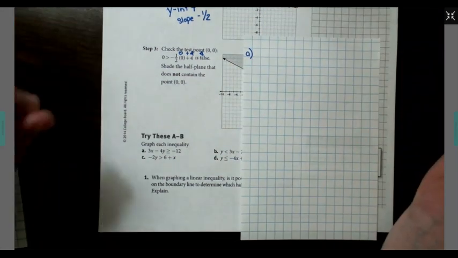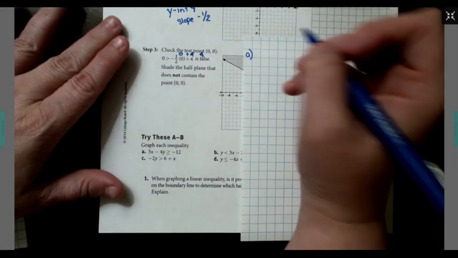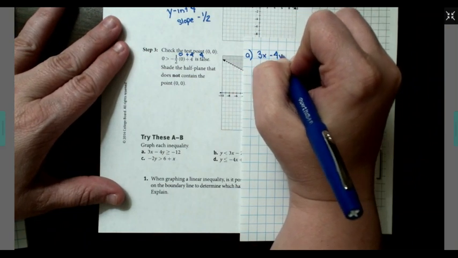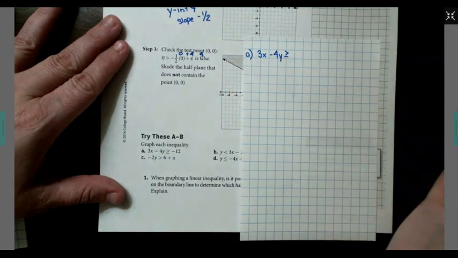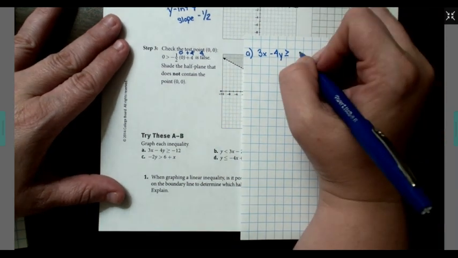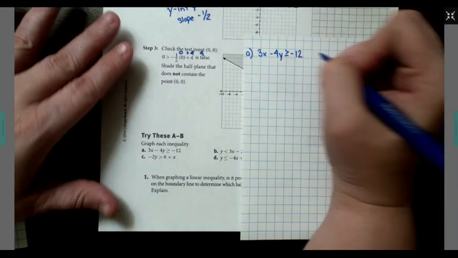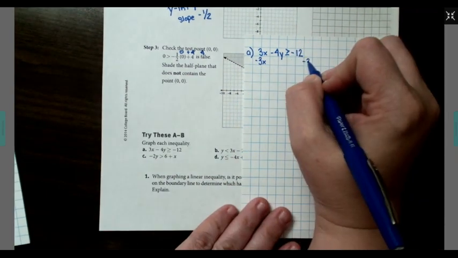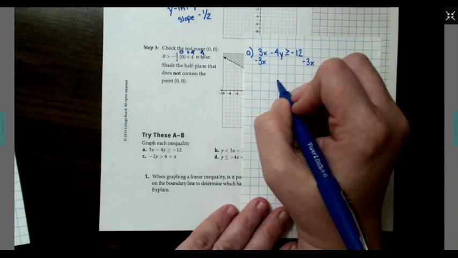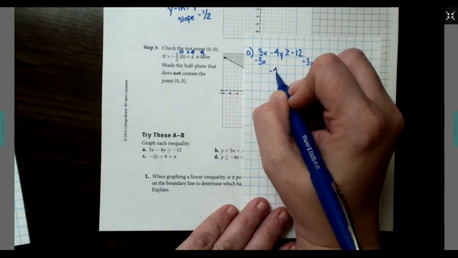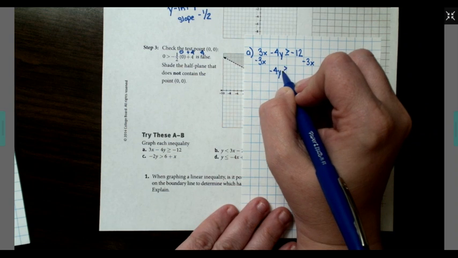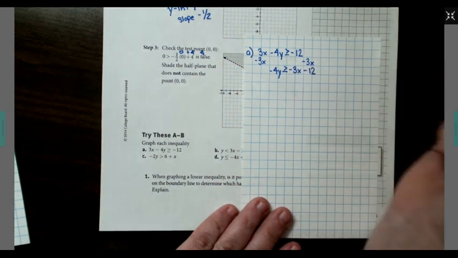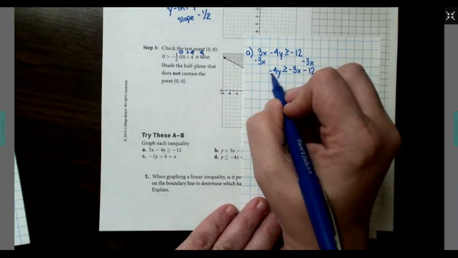The first thing it asked us to do was solve this for y. So I got 3x minus 4y greater than or equal to negative 12. I'm going to subtract 3x. I've got negative 4y is greater than or equal to negative 3x minus 12. We're going to divide by negative 4 on both sides.